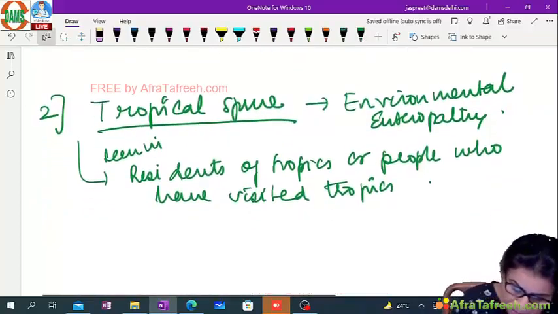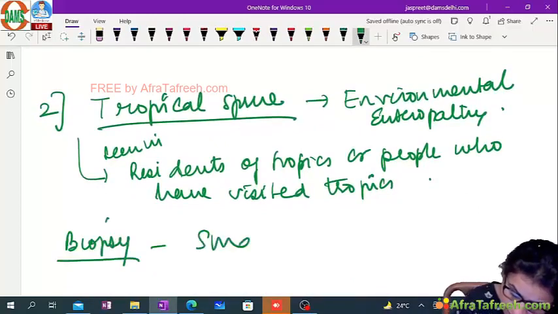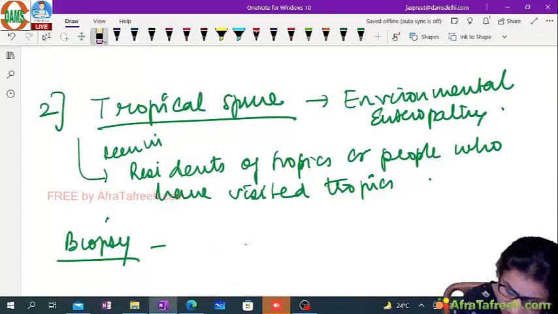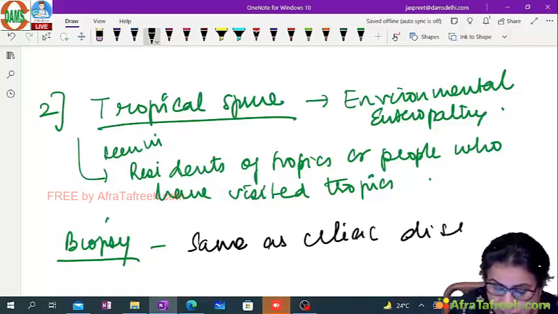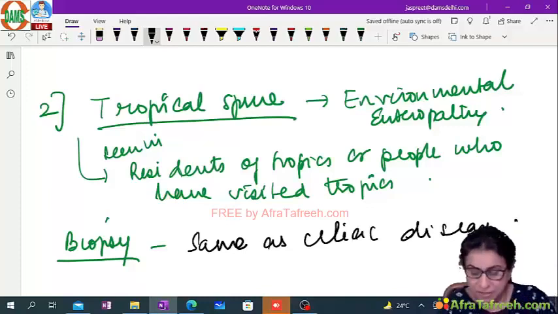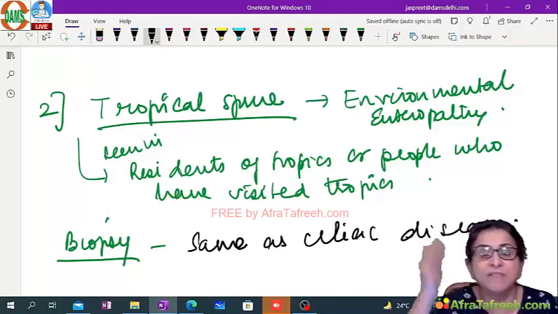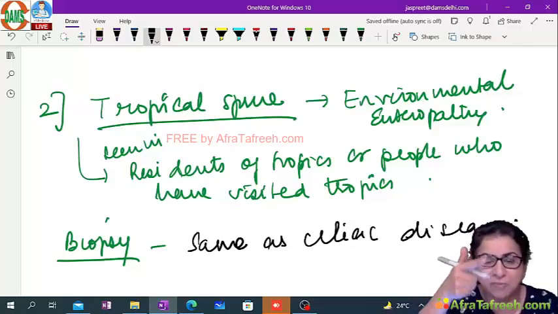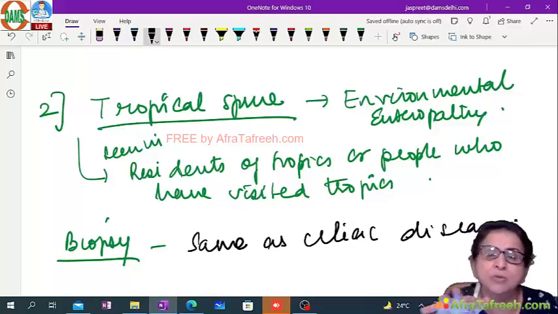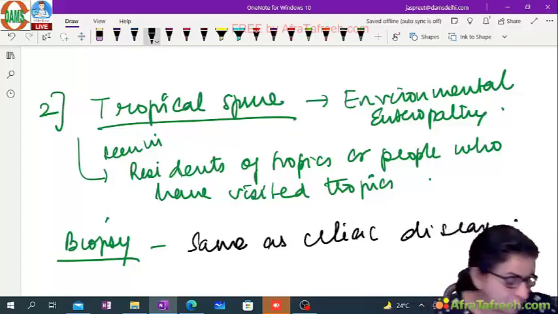The biopsy findings in tropical sprue are the same as celiac disease. That is, in tropical sprue also you have villus atrophy, crypt hyperplasia, and increased intraepithelial lymphocytes. These are the three features of celiac: villi become atrophied, crypts become hyperplastic, and lymphocytes come into the epithelium. All these three features are seen in tropical sprue as well.